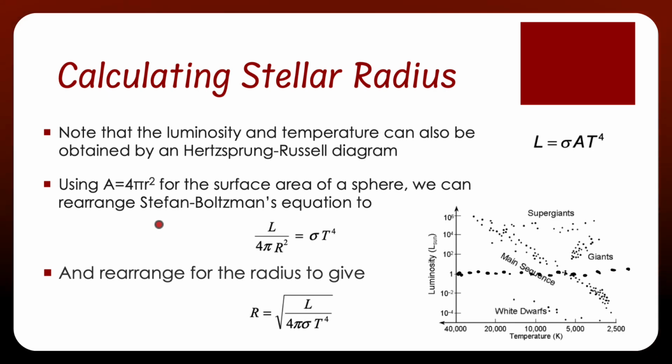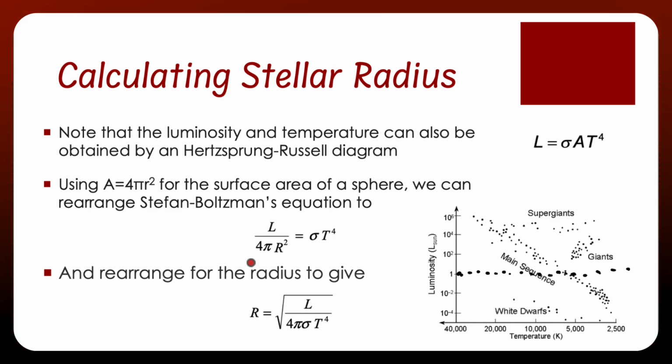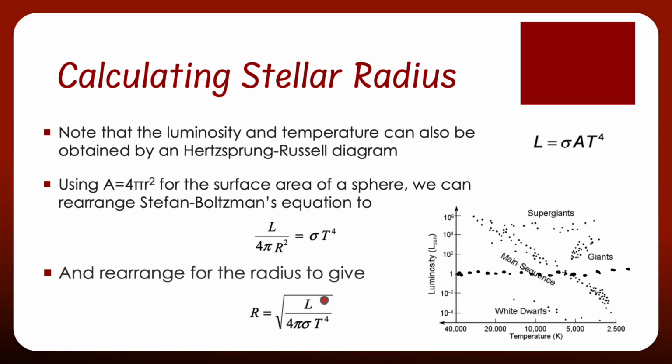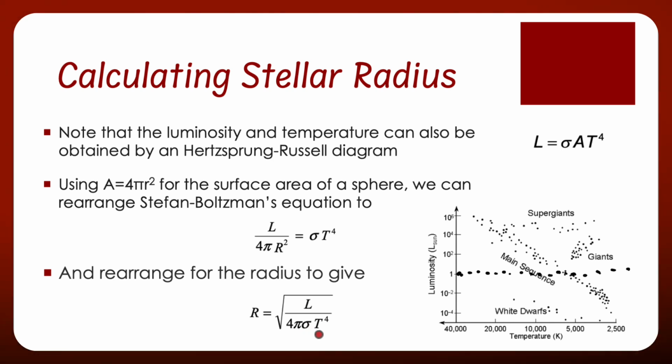So I could put together our equation for a sphere and Stefan-Boltzmann's law, and if I rearrange, I will get the radius of my star being the square root of the luminosity over 4 pi sigma temperature to the power 4. And so that's one of the ways that I could be asked to find the stellar radius.